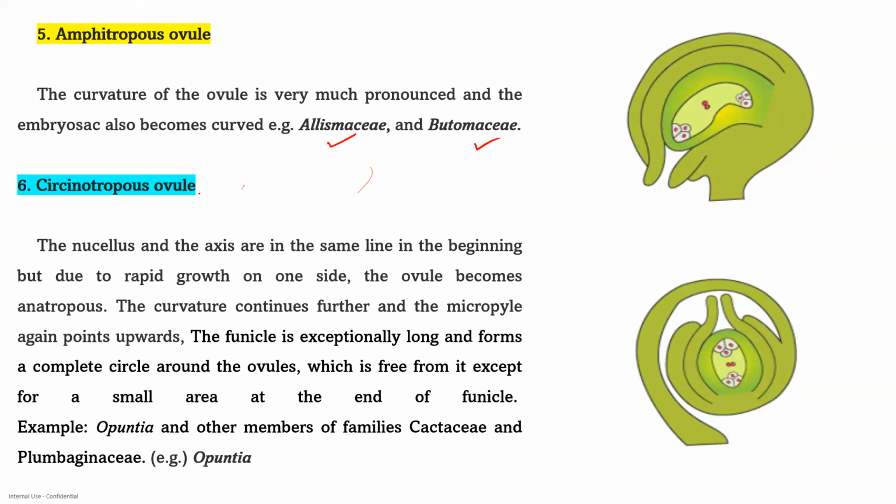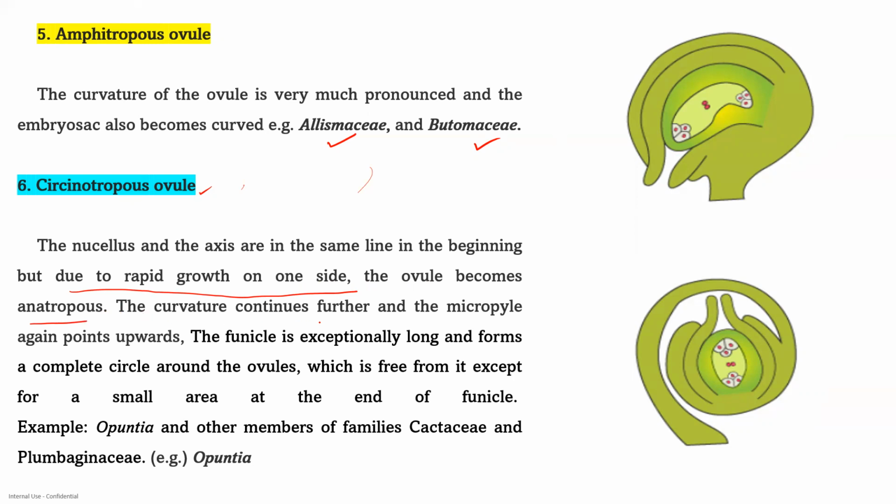Last we have the circinotropous ovule. The nucellus and the axis are in the same line in the beginning, but due to rapid growth on one side, the ovule becomes anatropous. Right? Due to what? Due to rapid growth on one side. This is an important part. Please note. Due to rapid growth on one side, the ovule becomes anatropous.